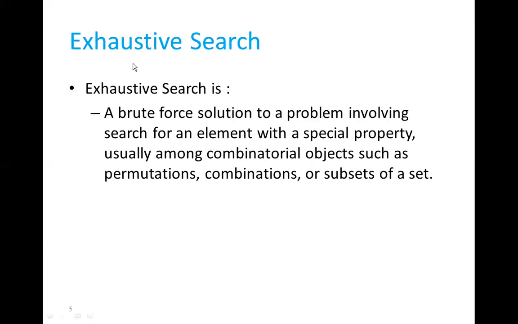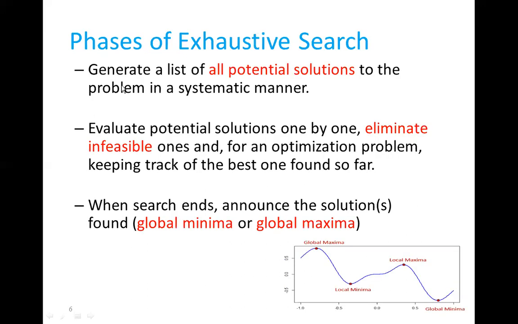So what are the phases of exhaustive search method? First of all, we will generate a list of all potential solutions. All the potential solutions to the problem will be generated in a systematic manner. After that, we will evaluate the potential solutions one by one, and we will eliminate the infeasible ones. For optimization problems, we will keep track of the best one found so far, which is the global maxima for the maximization problem and the global minima for the minimization problems.